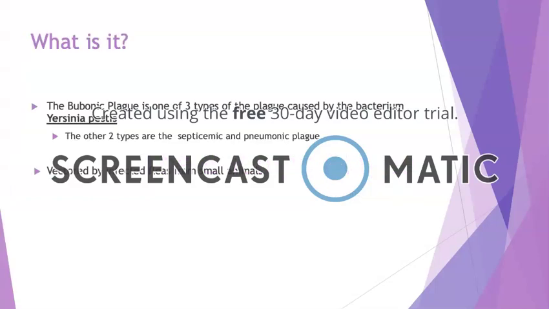So what is the bubonic plague? It's one of three types of the plague that is caused by the bacterium Yersinia pestis. The other two types of the plague are septicemic and pneumonic. And this particular plague is vectored by infected fleas from small animals such as rats.